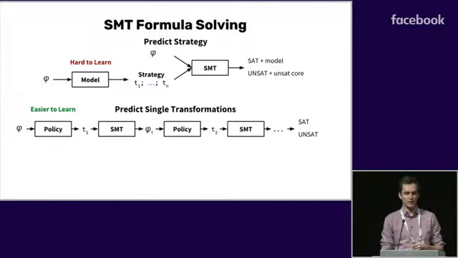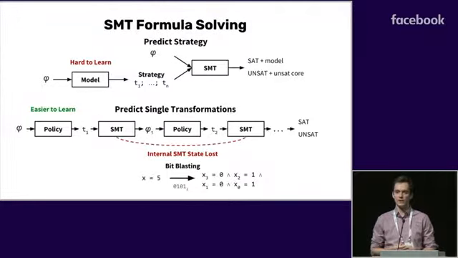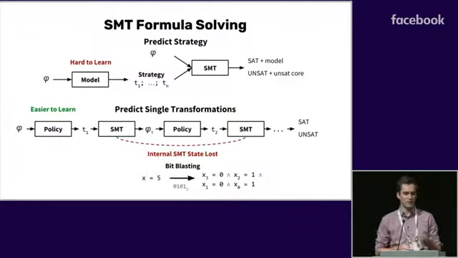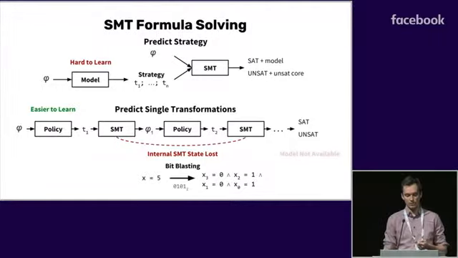But unfortunately, because we have all these intermediate formulas, the SMT solver actually loses the internal state that it uses to solve the formula. And to give you an example of why this is important, if we do, for example, bit blasting, that is, change the representation, the SMT solver needs to remember that it changed this x equals 5 to these 4 different variables. And if it doesn't remember, it means that we are also not able to give back the model.